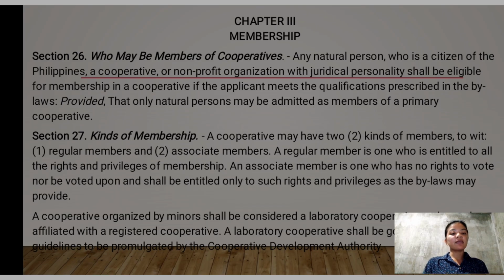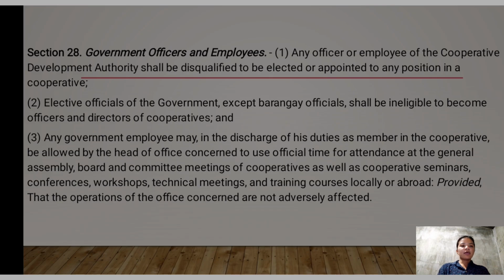Additionally, a cooperative organized by minors is classified as a laboratory cooperative. It must be affiliated with a registered cooperative and will be governed by special guidelines set by the Cooperative Development Authority. Section 28, Government Officers and Employees.